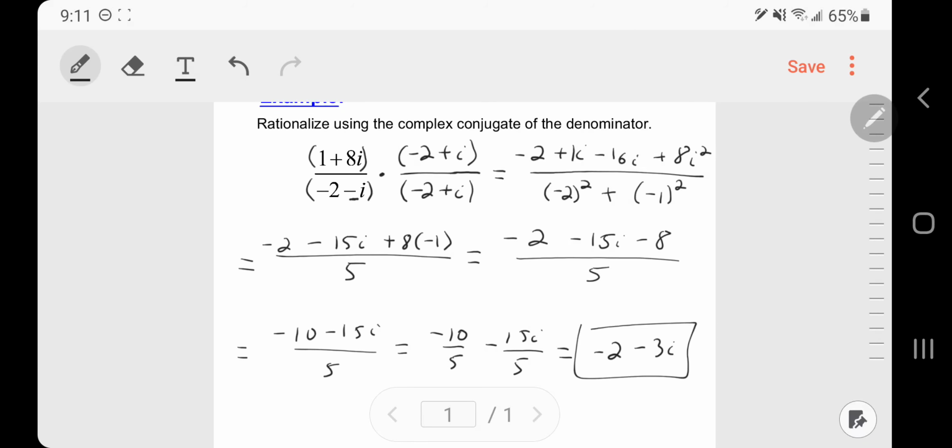All right, so again, it's a little bit of a process here. But it all starts by multiplying the numerator and denominator by the complex conjugate, and then the rest of it is really just simplifying, combining like terms and working around with your imaginary numbers to get our simplified answer.